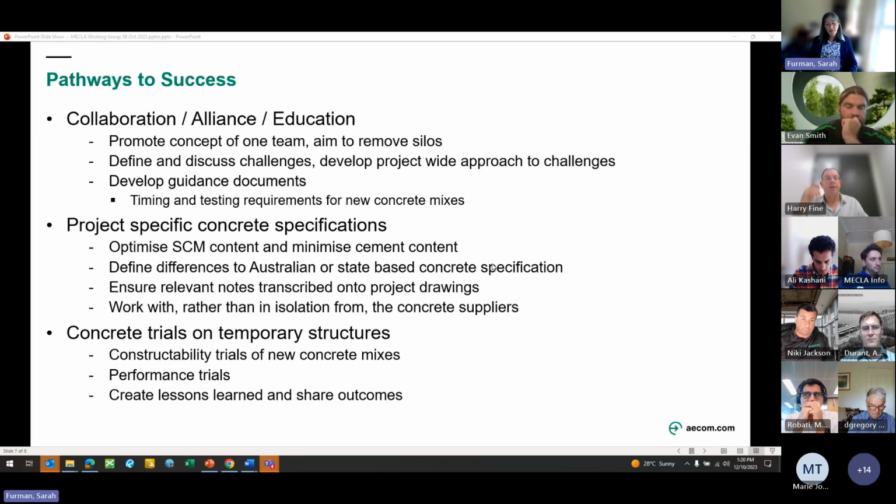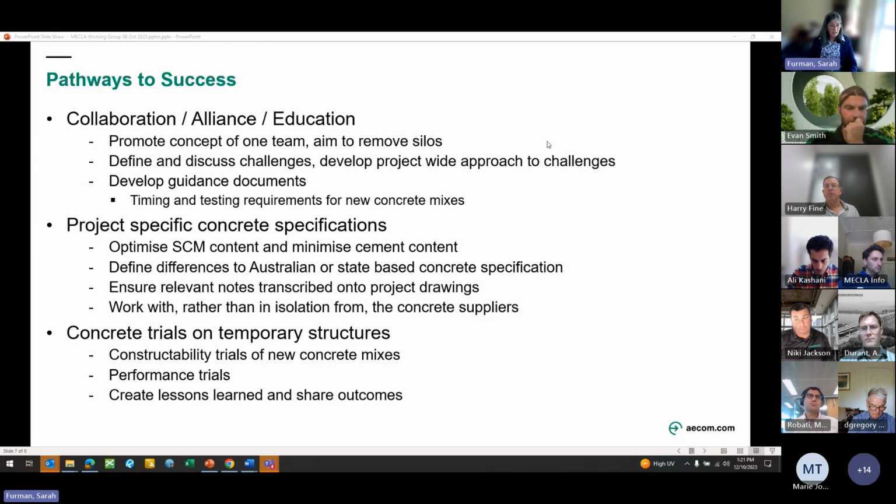But don't just put it in a specification. If it is not on a drawing, a lot of construction teams will not see your notes. So it must go on your drawings as well, what the differences are. Don't just say, yes, it's a 40 MPa concrete. Say it's a 40 MPa concrete that complies or has been approved by DTP, but it does have specific SCM contents. Make it clear, make it easy for everyone to achieve what we need to.